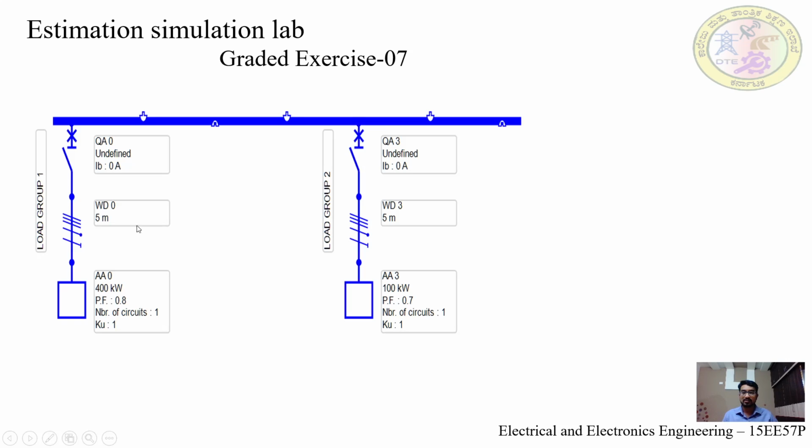This is the single line diagram. This is the load group 1 and this is the load group 2. As we saw in the previous slide, load group 1 has total load of 400 kilowatts operating at 0.8 power factor, whereas load group 2 has a total load of 100 kilowatt operating at 0.7 power factor.